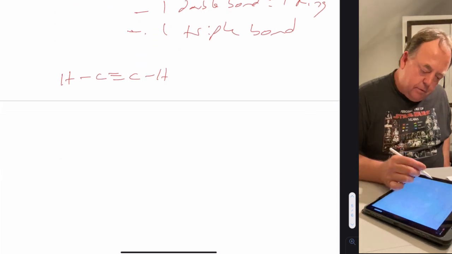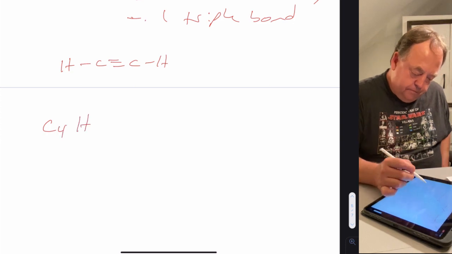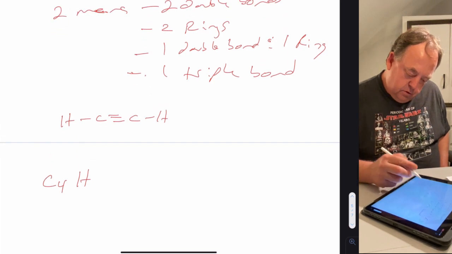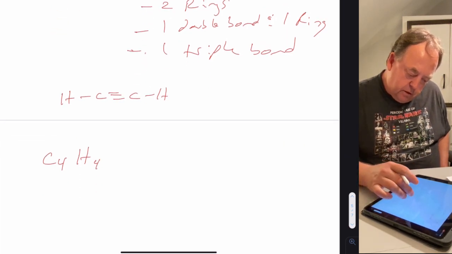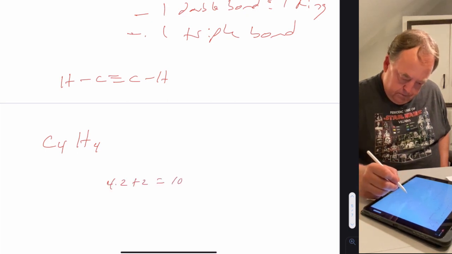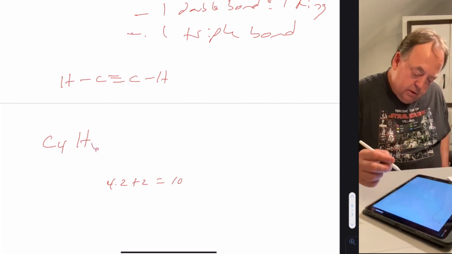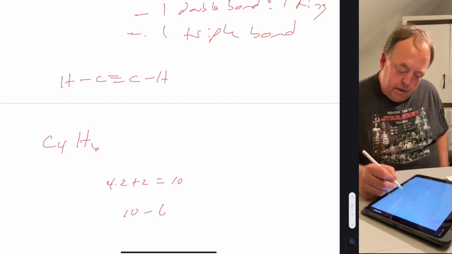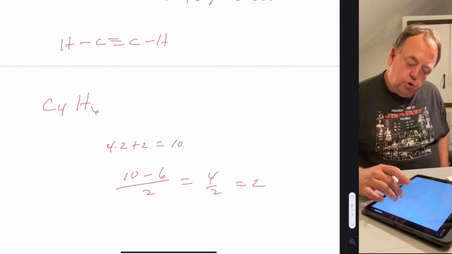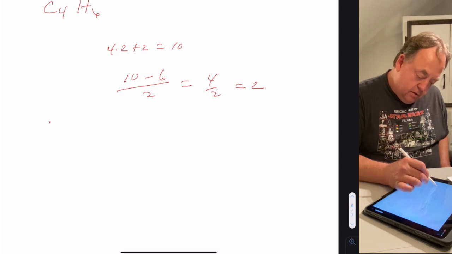So let me take another example. Let's take a more complicated molecule, C4H4, is that going to be right? 4 times 2 plus 2 would equal 10. So let's make this 6. C4H6. So 10 theoretical minus 6 actual, divided by 2, is two double bond equivalencies.